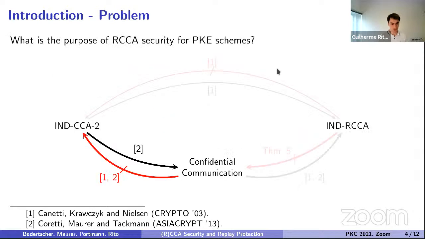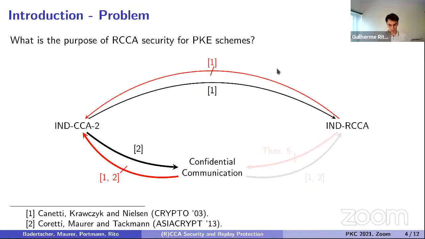The same happens with RCCA security. RCCA security is just a relaxation of CCA2 security, in the sense that CCA2 implies RCCA security, but RCCA security does not imply CCA2 security. It is known that confidential communication requires IND-RCCA security. However, in general, IND-RCCA security is not sufficient to achieve confidential communication.